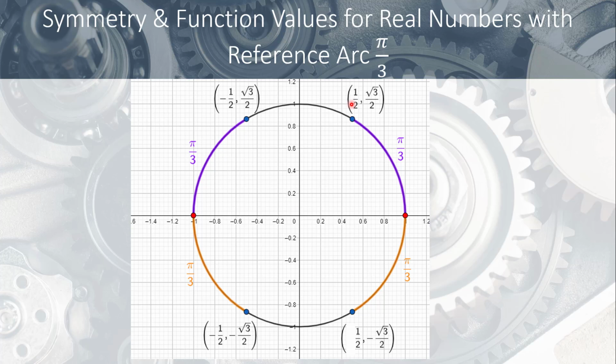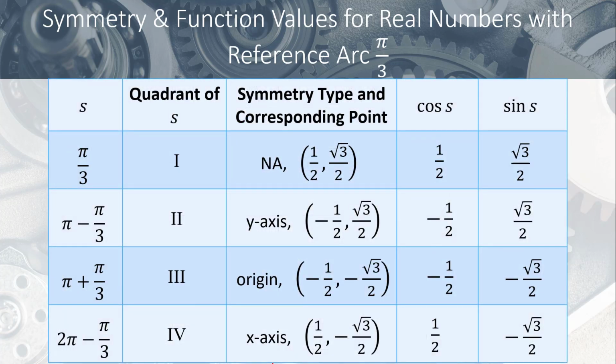And then finally, if we want to look at 2 pi minus pi over 3, well, basically that's 2 pi minus this angle. That puts us here. Notice that we have symmetry about the x-axis now. And so then the cosine value, of course, is plus 1/2, and the sine value is negative root 3 over 2. So that's the thought process behind filling out this table.